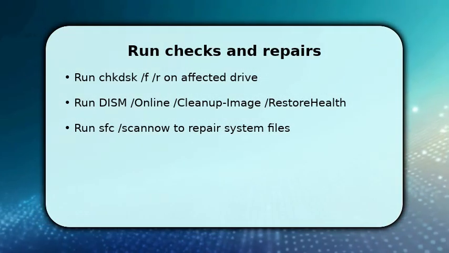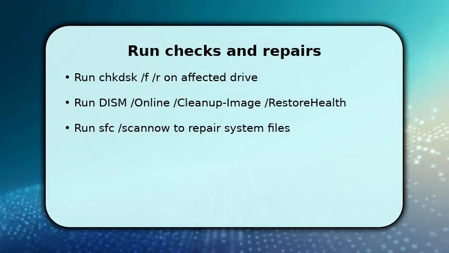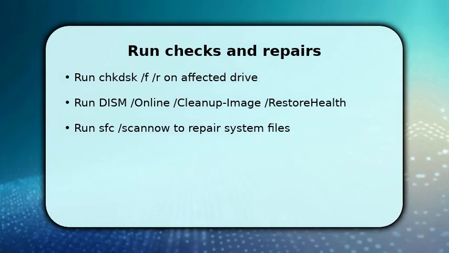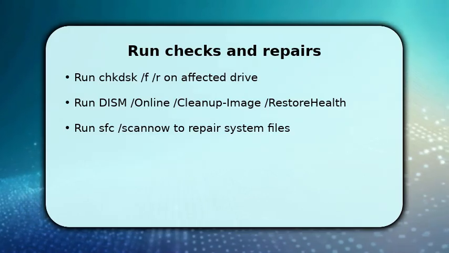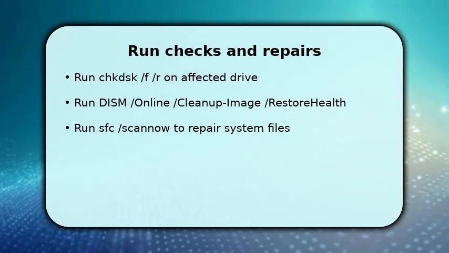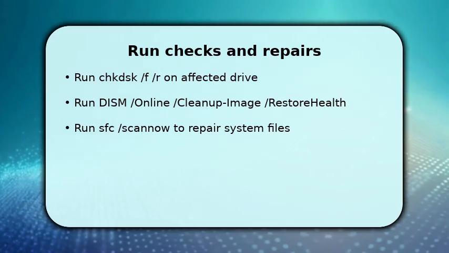Now you perform the core repairs. Run chkdsk with /f and /r on the drive, to fix bad sectors and file system metadata. After chkdsk completes and the machine restarts if required, run dism /online /cleanup-image /restorehealth to repair Windows image corruption.